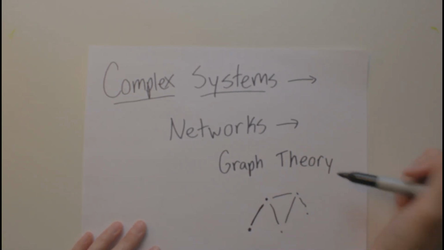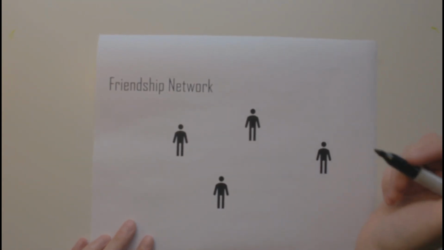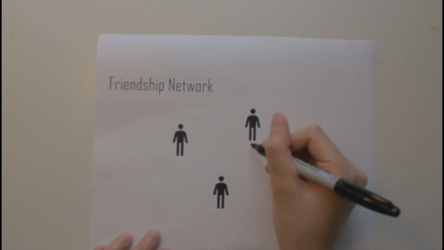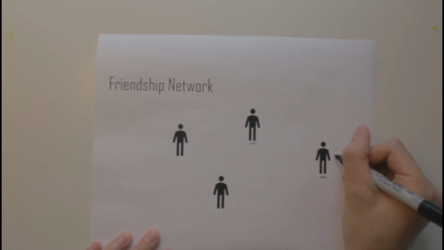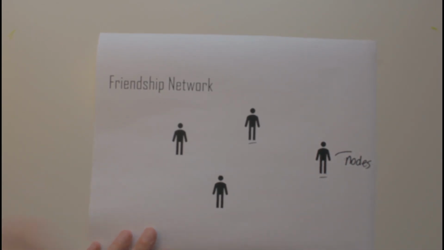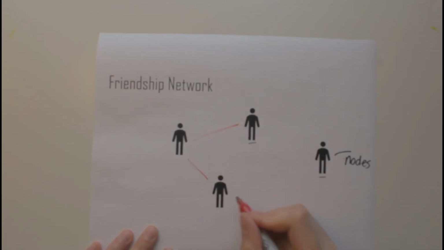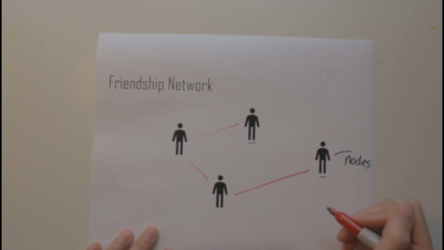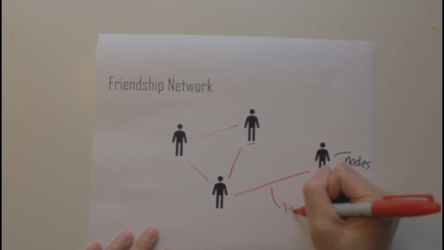So let's talk about some basic graph theory concepts. To begin, let's talk about a friendship network. Each of our components are represented here by people, and those are called nodes. Now, there can be connections between these people. For example, a friendship between this person and this person, or this person and this person, and so on and so forth. These are called links.